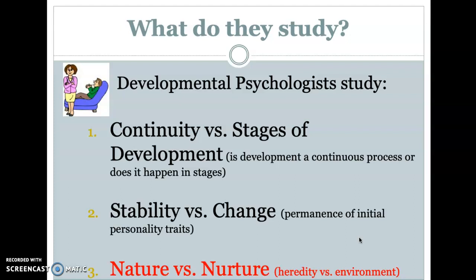So if you break that down even farther, some of the other things they look at: continuity versus stage of development. So is development a continuous process or does it happen in stages? So I kind of already answered that for you. The answer is yes to both. We do develop in stages, but we also continuously develop. So once we master one thing, we tend to move on to the next. So it's always continuous.